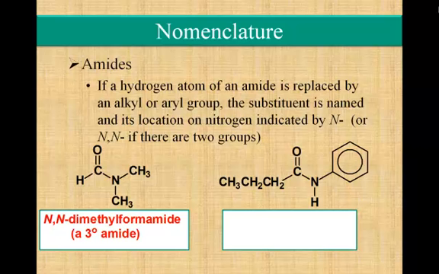What do you think the next compound should be called? Go ahead and pause, and I'll wait. This amide is derived from butyric acid. We could also call that butanoic acid. And the substituent on the nitrogen is a phenyl group. So I'm going to call this N-phenylbutanamide. I could also call it N-phenylbutyramide.